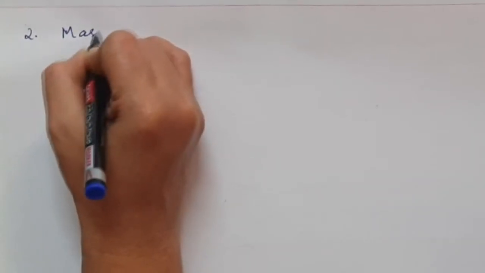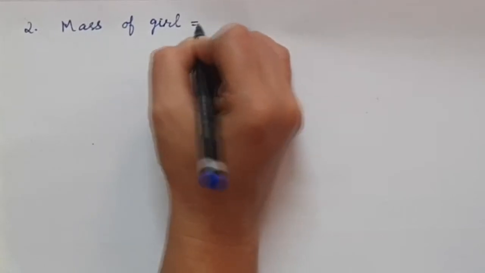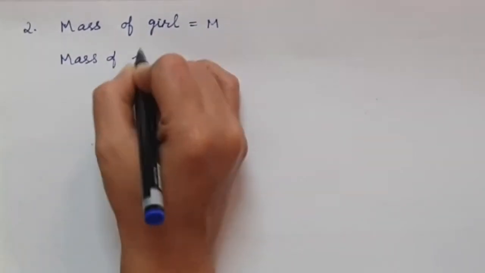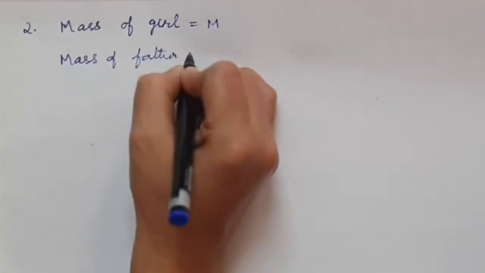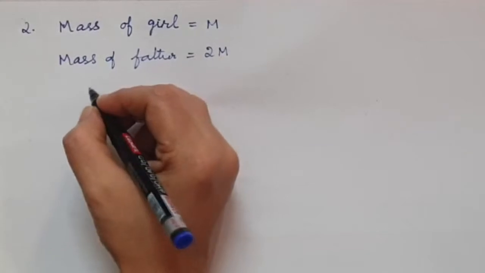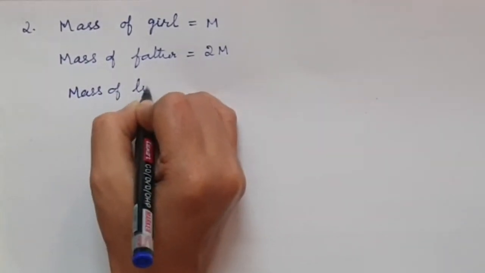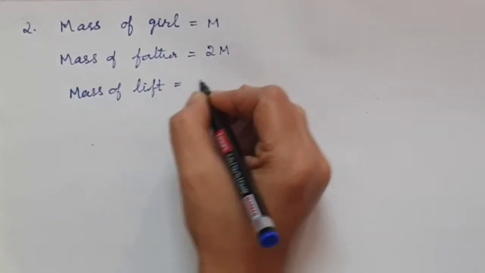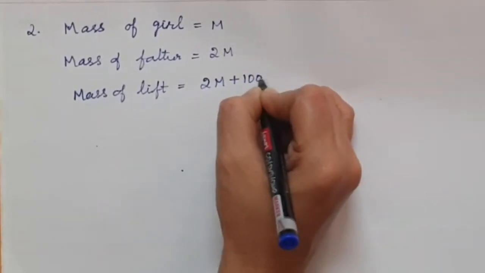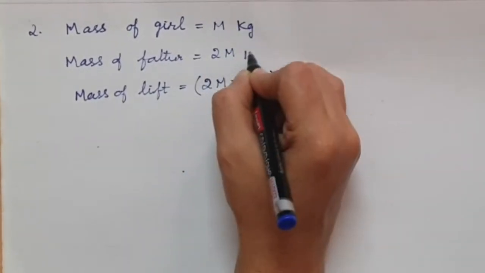We take the mass of the girl as m. Mass of girl will be equal to m. So which gives mass of father will be equal to twice the mass, so it is 2m. So then mass of lift, it weighs 100 kg more than the father, 2m plus 100. All these are in kg.